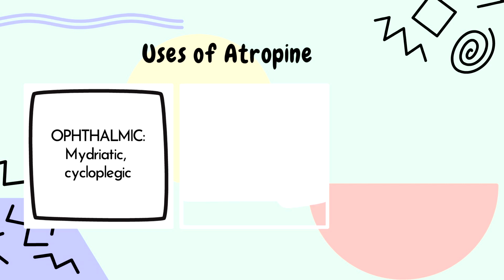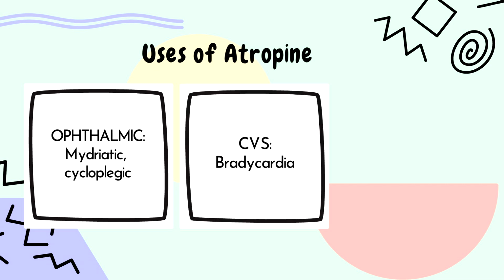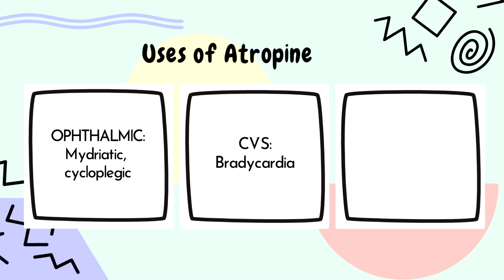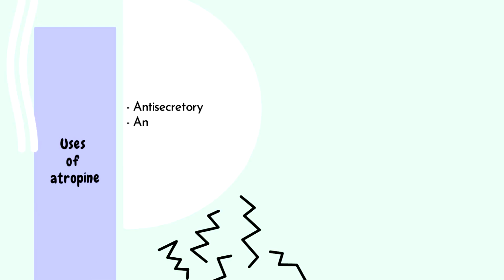Atropine is also used in the cardiovascular system for treating bradycardia of varying etiologies. Atropine is also used as an antispasmodic agent to relax the GIT. In addition to these uses, atropine is also used as an anti-secretory agent. It is used to block the secretions in the upper as well as lower respiratory tract prior to surgery.